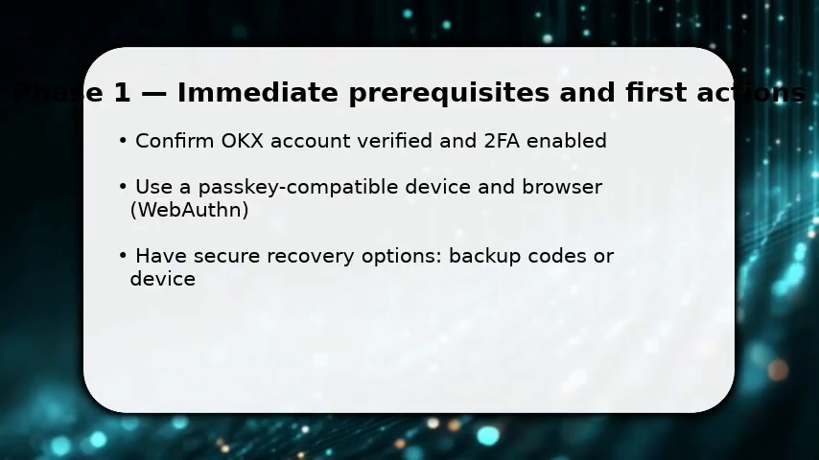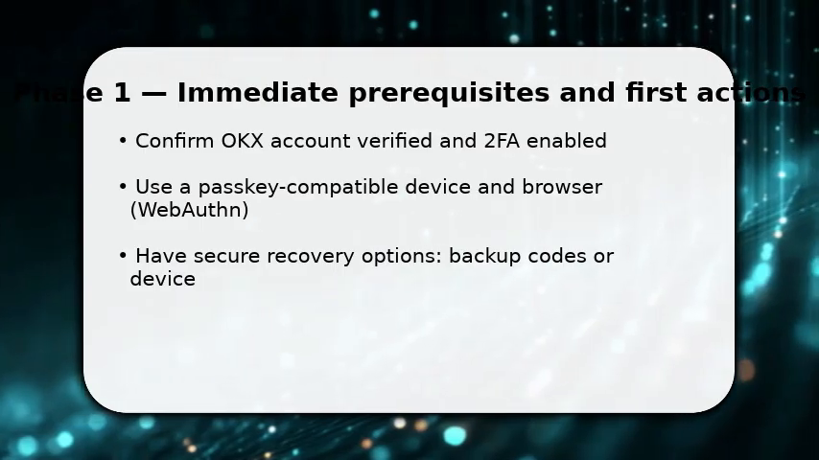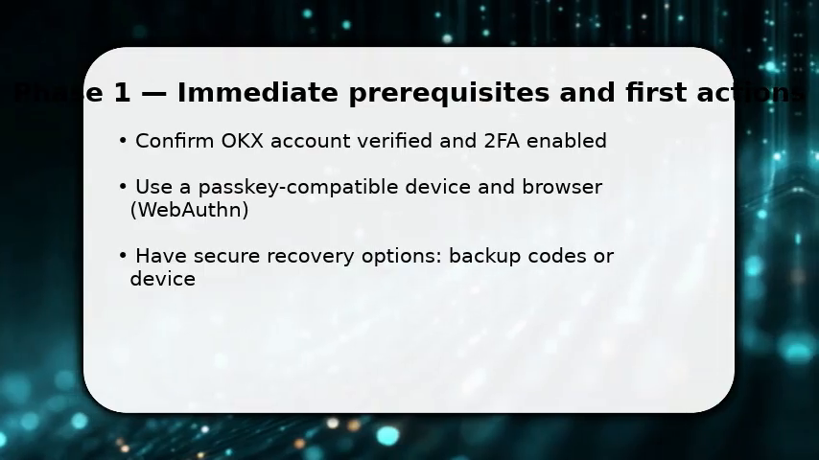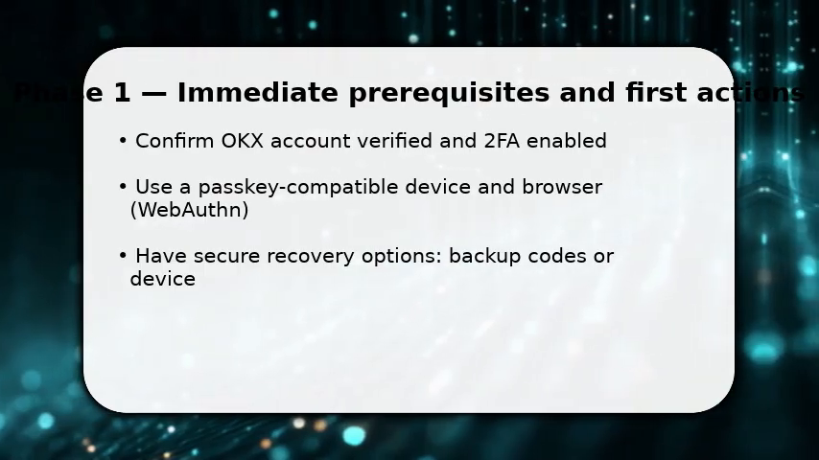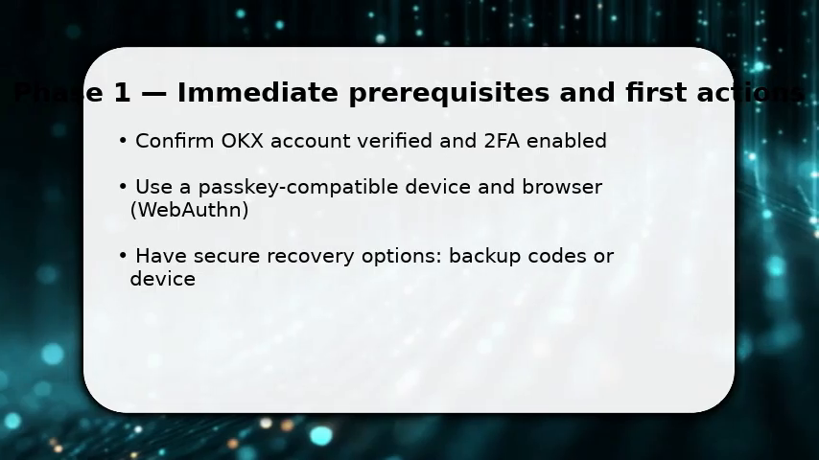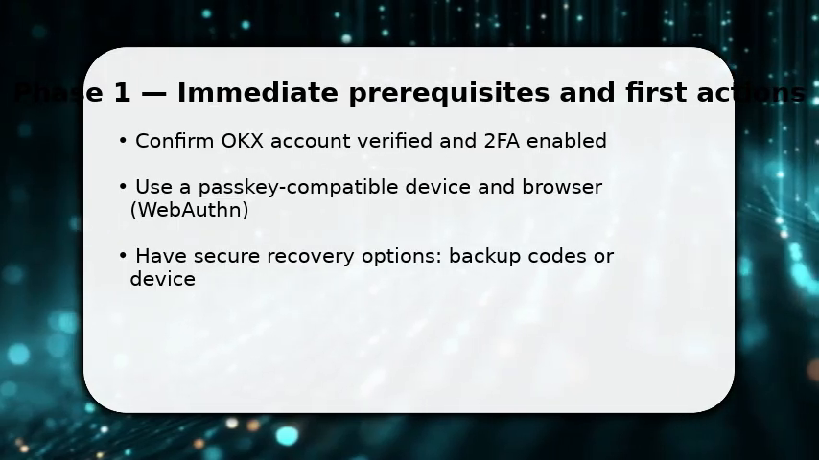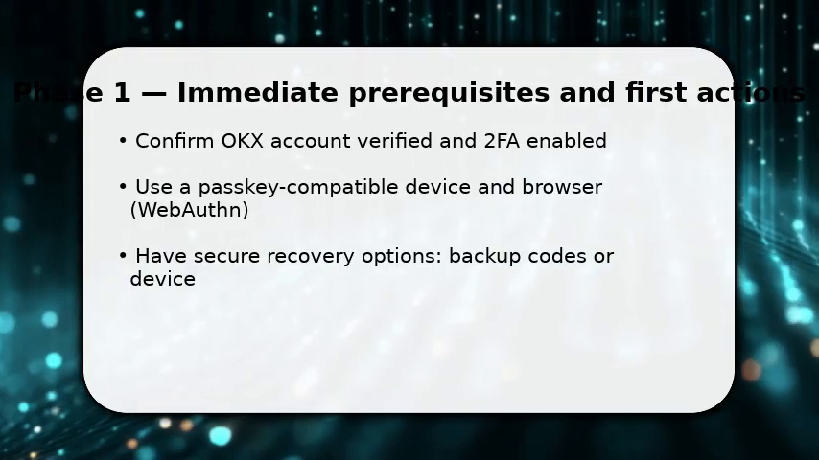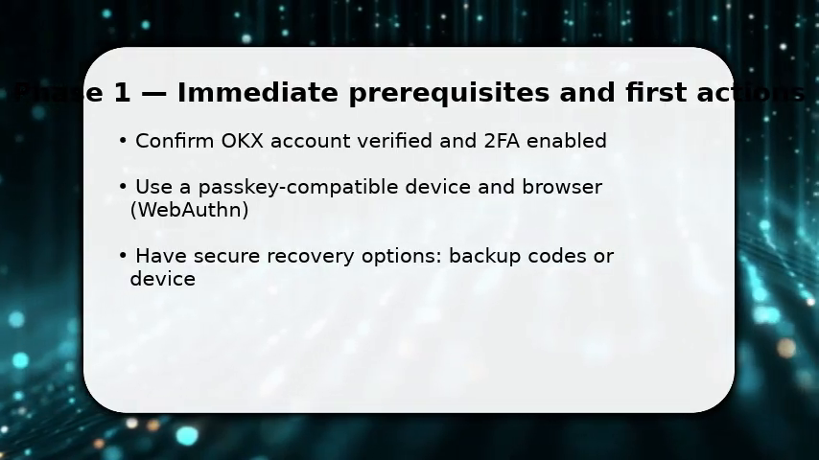You begin by confirming prerequisites. Your OKX account is verified, and you already have two-factor authentication active. Once done, open OKX settings and choose Security, then Passkey. You need a Passkey-capable device and a modern browser because the system uses WebAuthn, and that's why compatibility matters.